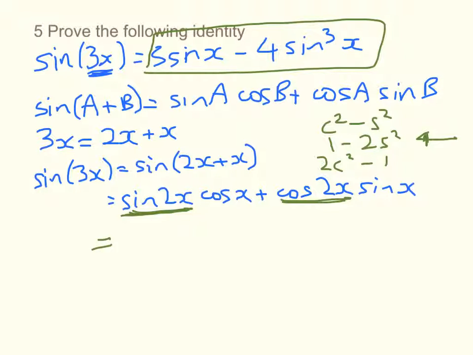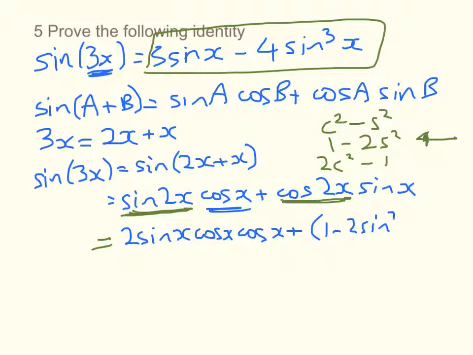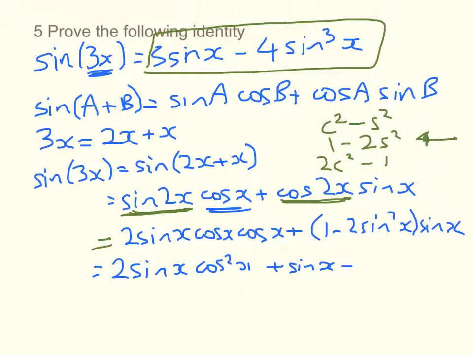Okay, so expanding this, we're going to get 2 sine of x cos of x times cos of x plus 1 minus 2 sine squared of x sine of x. So that equals 2 sine of x cos squared of x plus sine of x minus 2 sine cubed of x.